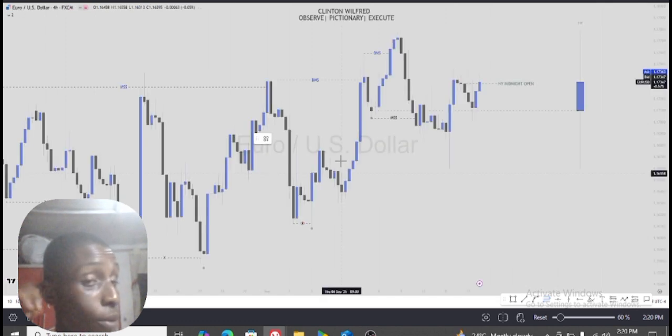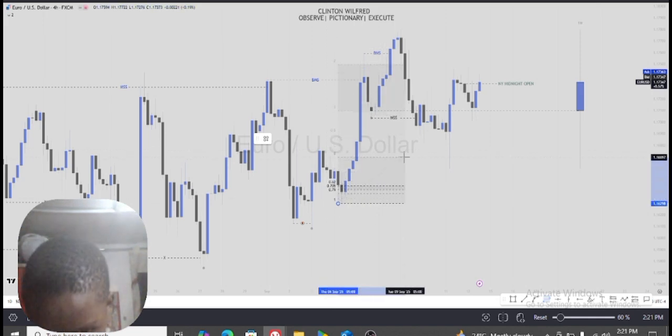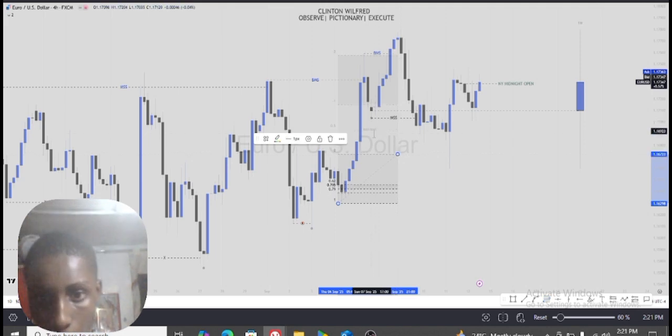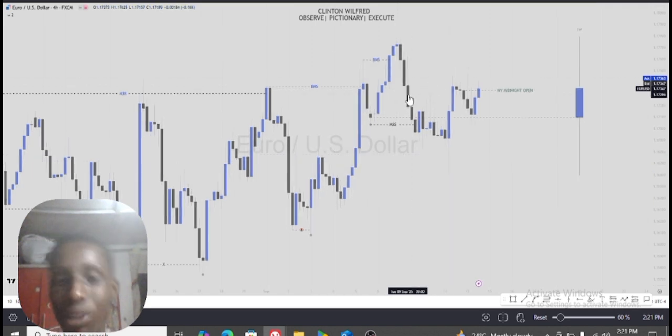So if I do my fib calculation, you can see this low supported this. You can see this low supported this. Let me use this one also, from this high to this low. You see price didn't come to 0.5. So I think that low will act as liquidity for us to push more, but we are outside the range. There's what I call inside the range and outside the range.